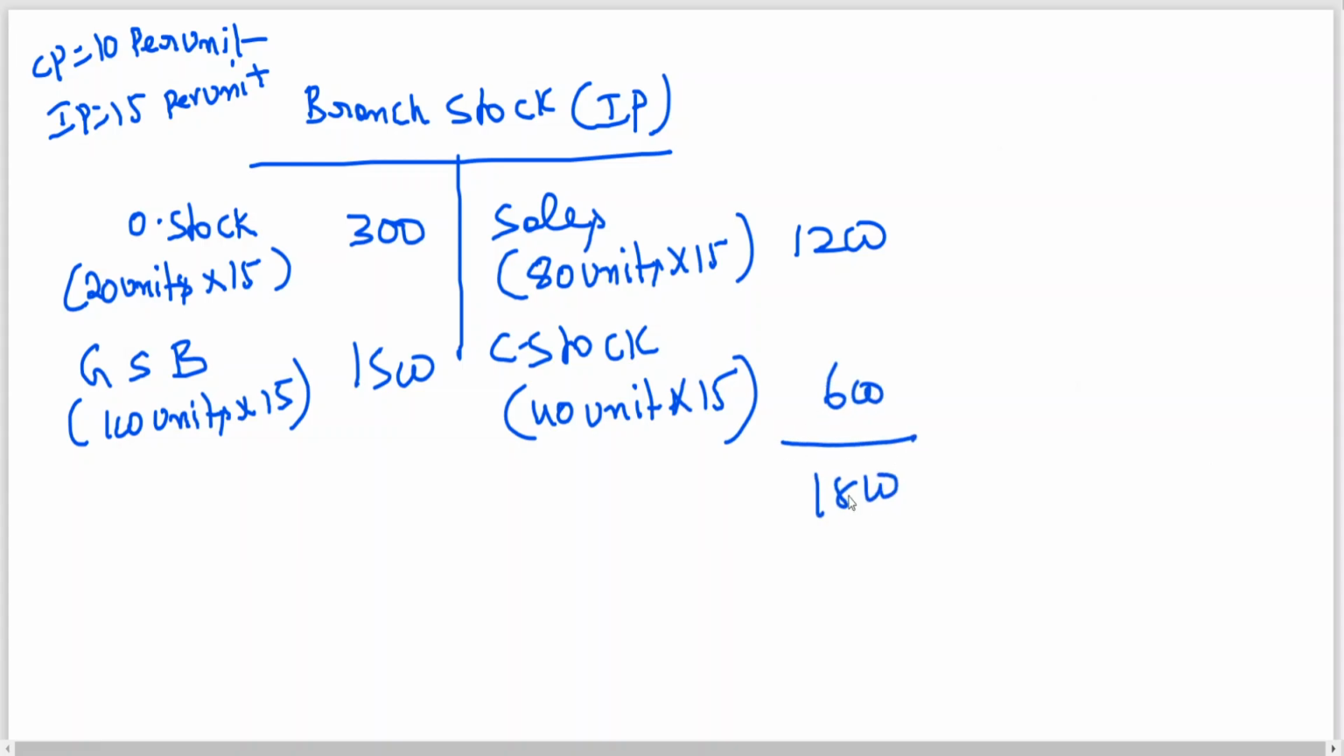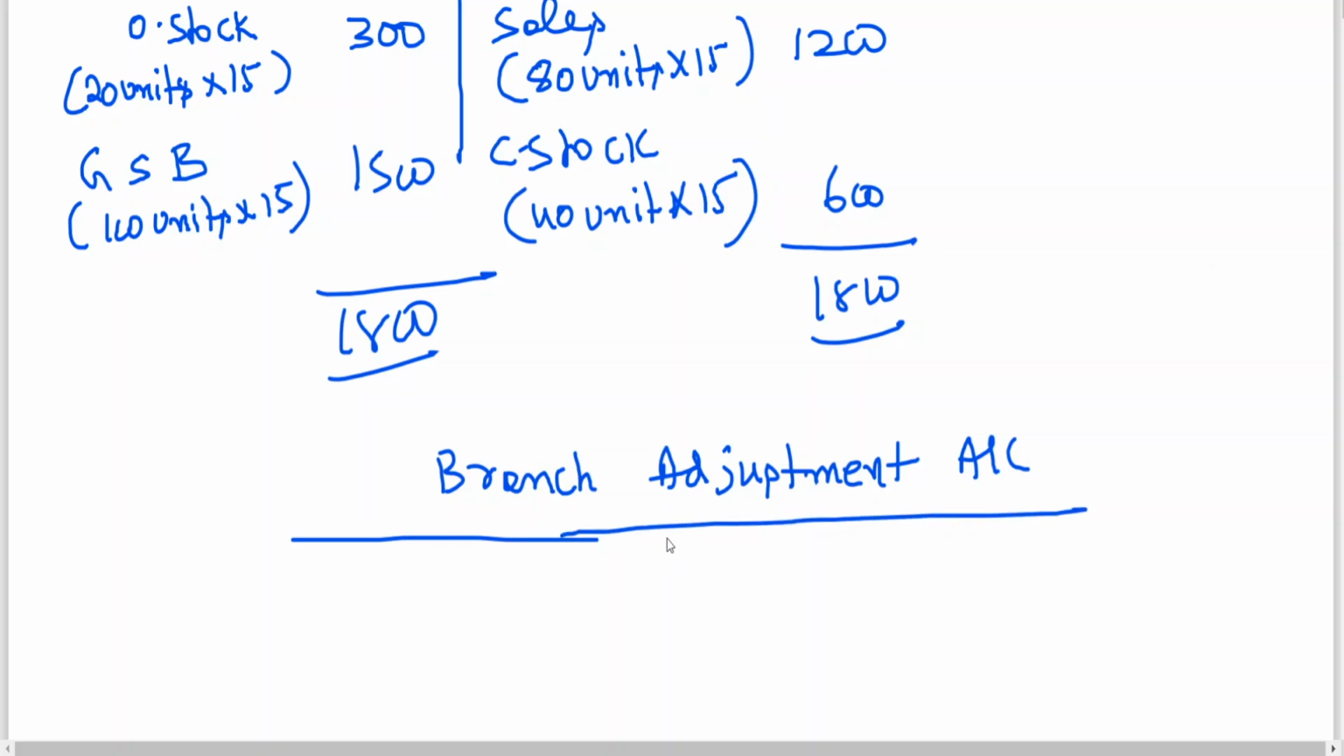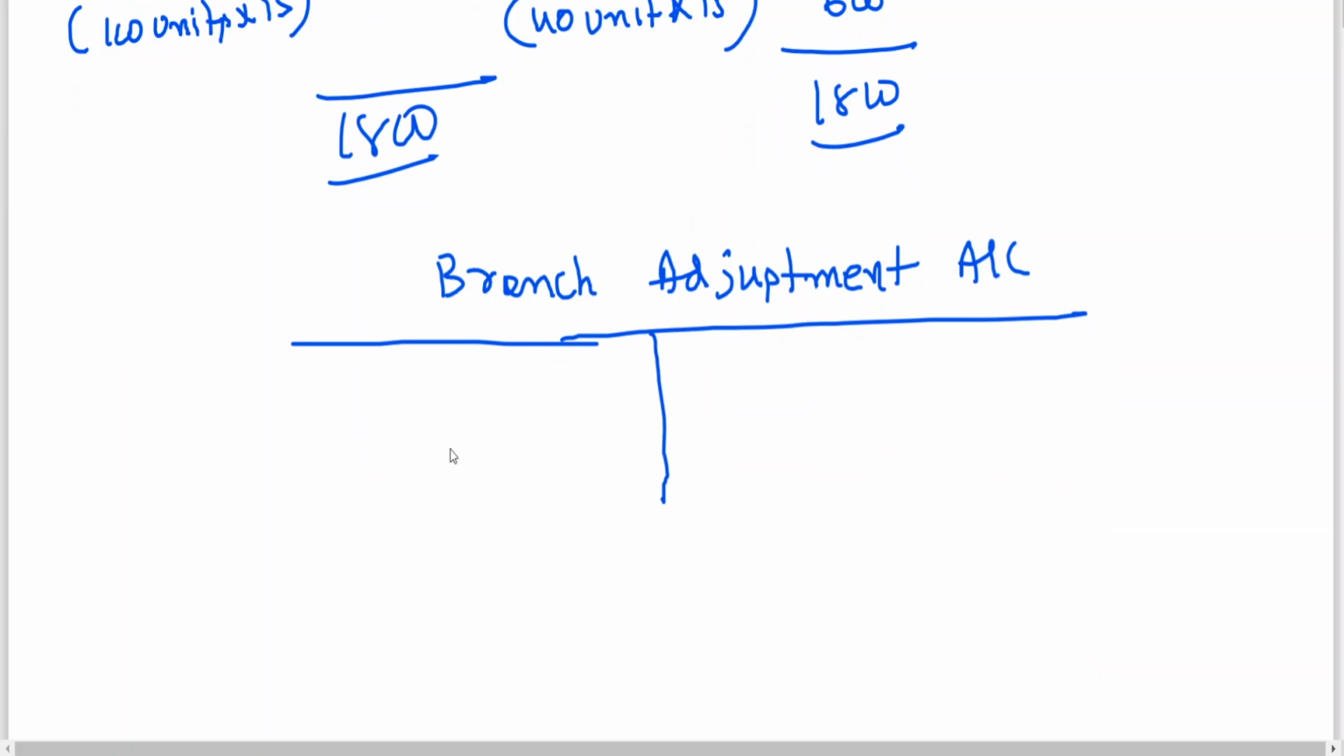Now in branch stock, can you get profit or loss? No, because everything has been recorded at invoice price. Whether everything is recorded at cost price or everything is recorded at invoice price, you won't be getting the profit. Now to find out the profit, I told you in the last class that we need to prepare the branch adjustment account.